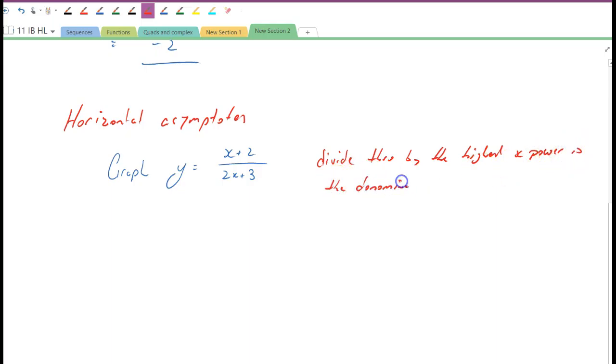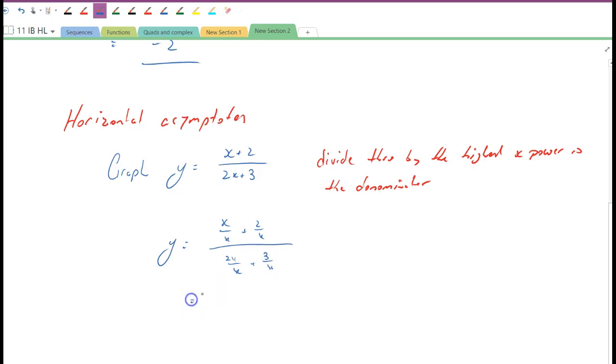Right, that's our method. So let's do that. Go back in. All right, so y equals, we're going to divide by the highest x power in the denominator. Now the highest x power in the denominator is just this x here, so we're going to divide through by x. So we get x on x. This is algebraically legitimate. We can do this.